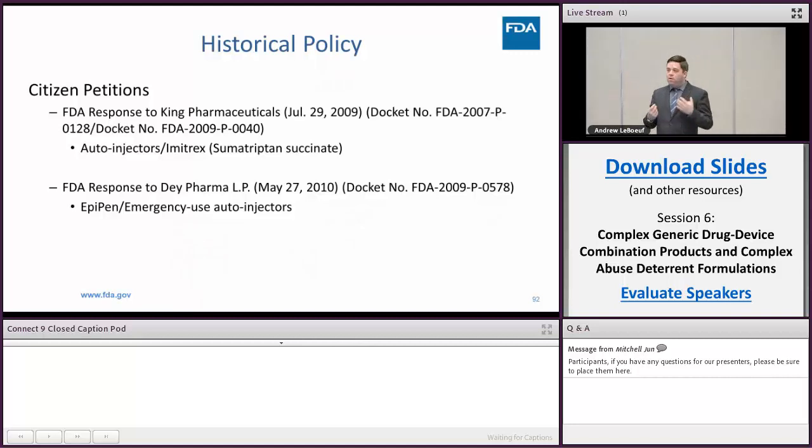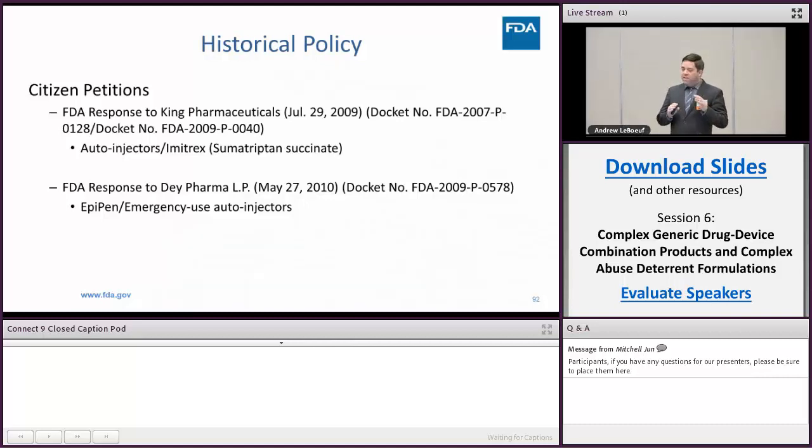We're going to go over some of the historical policy statements that we made on drug-device combination products as well, which were initially articulated in 2 different citizen petitions that date back almost about 10 years ago. The first one is the King petition, which was a general petition initially on auto-injector design and performance discussions, and then it did morph into a discussion also on a sumatriptan auto-injector. The second citizen petition is the Day petition, which focused on emergency use products, and more specifically, these sameness considerations for an epinephrine auto-injector product.